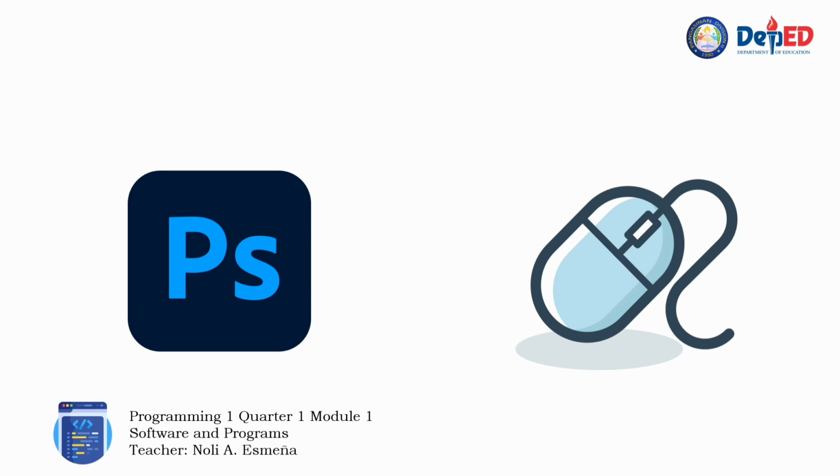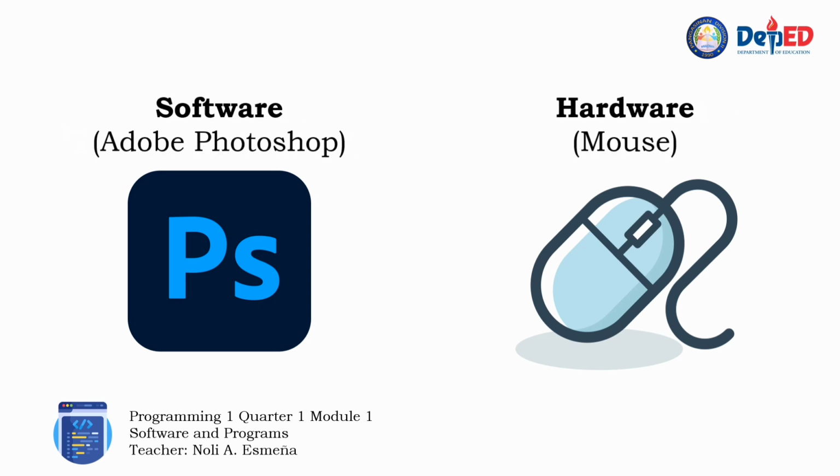Which of the two photos is a software? Is it the one on the left or on the right? Correct. The picture on the left is the logo of Adobe Photoshop, which is an example of software, while the one on the right is a mouse, an example of hardware.